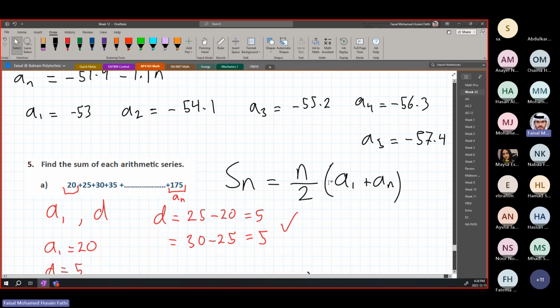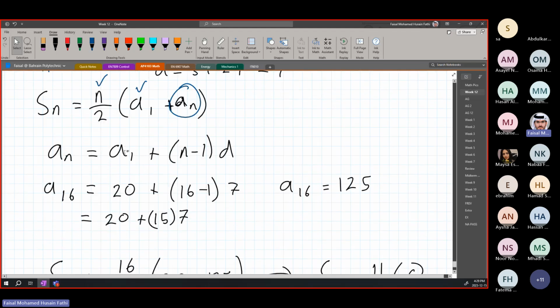I'm pretty sure they're not going to give it to you in the exam. Sn is n over 2 times a1 plus an. An is a1 plus n minus 1 times d. These two equations you have to know by heart. You have to know it. Okay?